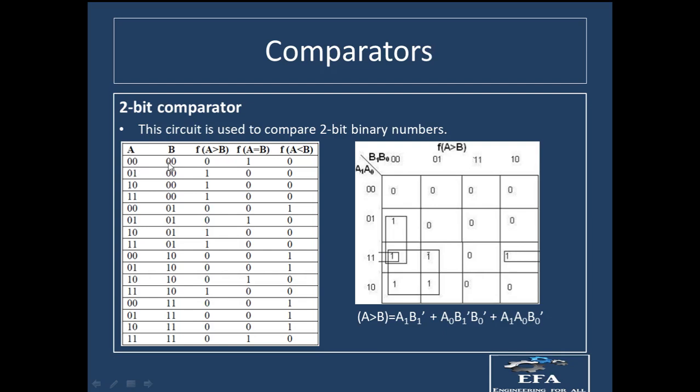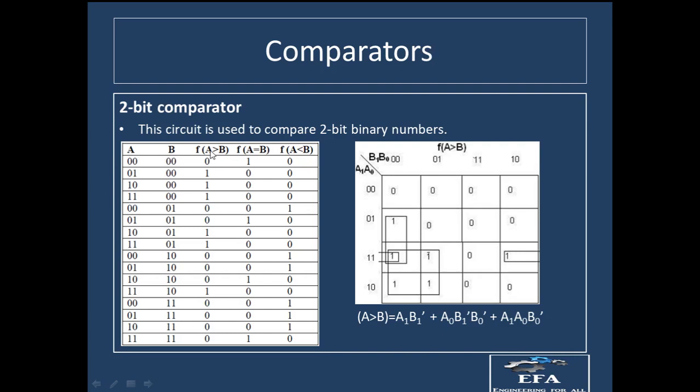Similarly we will have B. B also has 2 bits, so let us number them. The first bit is equal to B1 and the second bit is B0. When we have to compare A and B, again we will have 3 outputs.